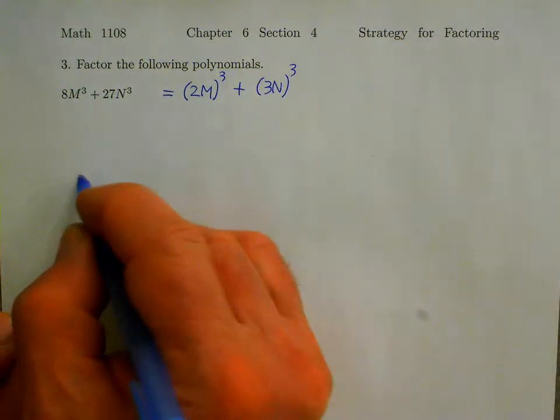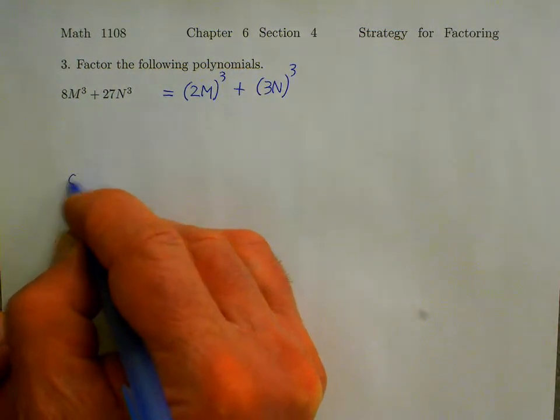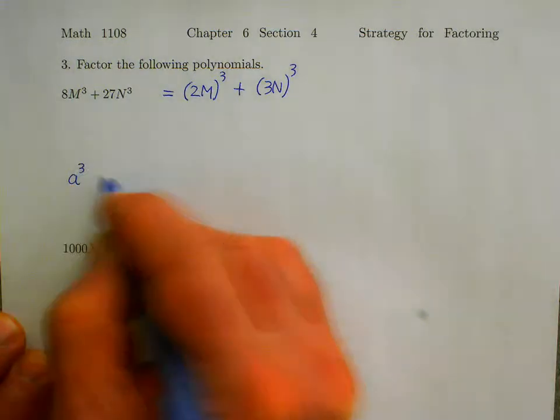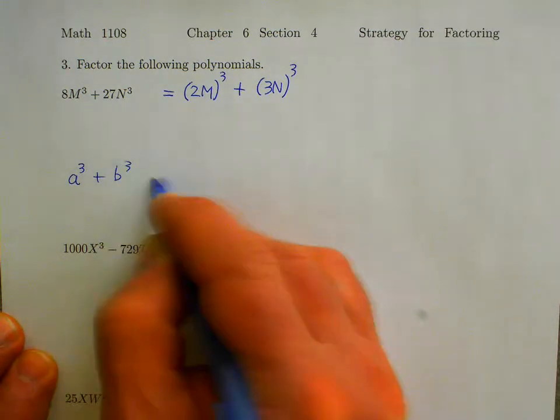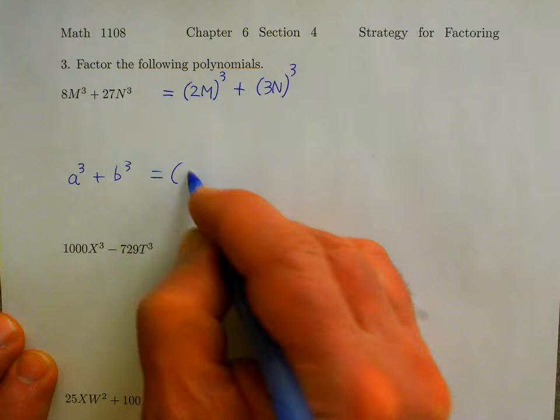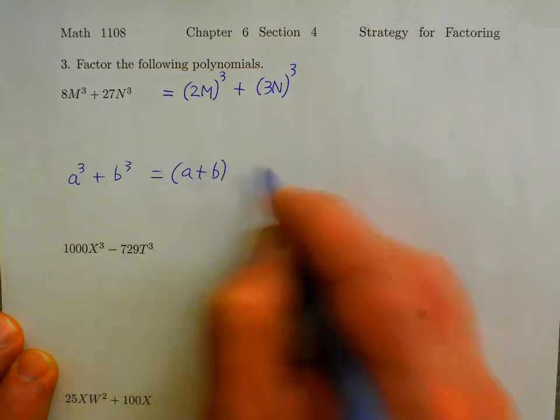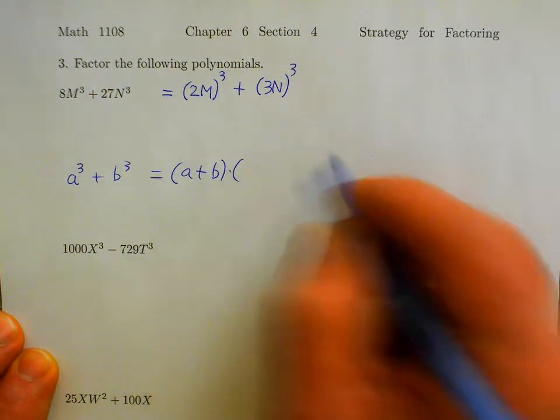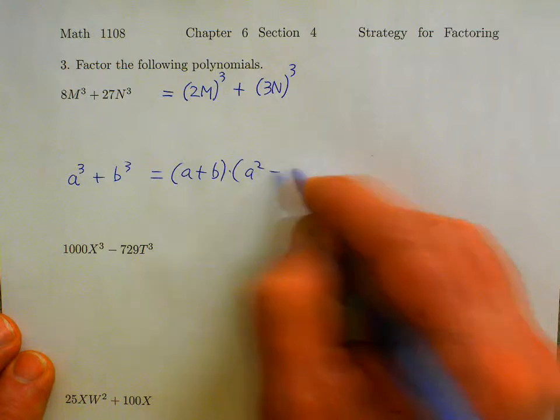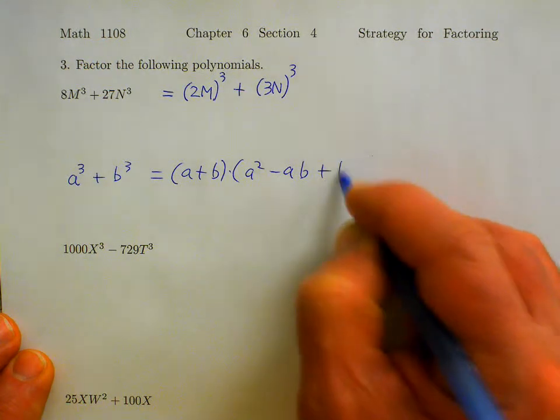Okay, so I'll rewrite the sum of cubes factoring formula down here. If you have a to the third plus b to the third, the binomial factor is a plus b. And the trinomial is a to the second minus ab plus b to the second.